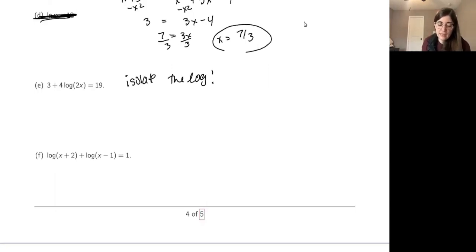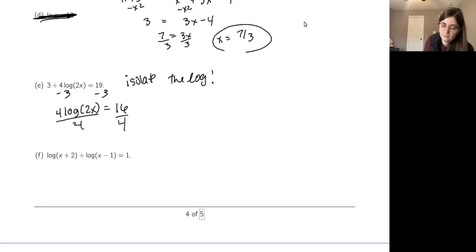Let's see, to do that, I'm going to first subtract 3 from both sides. And I will get 4 log of 2x is equal to 16. And then to get log of 2x by itself, I'm going to divide both sides by 4. And I'll get that log of 2x is equal to 4.